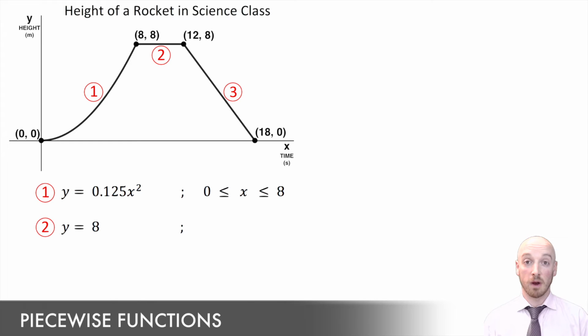And this one, because the y values are 8, well, it gets the rule y equals 8. And now for that nerdy but very important domain restriction. I've got to say for what x values this rule applies.